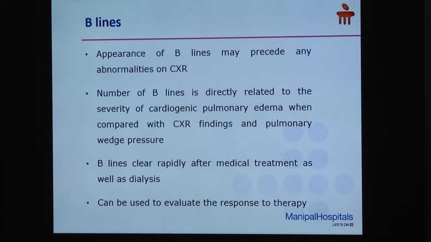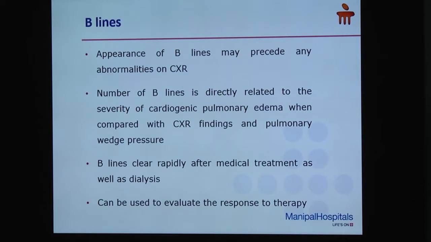Another important thing is, as the disease progresses, you will see that the number of B lines increases as well. And another important thing is, as you treat the patient, as the patient's condition gets better, as the pathology gets better, as the lung fluid gets better, these B lines number will come down as well. So you actually can titrate the treatment based on lung ultrasound.